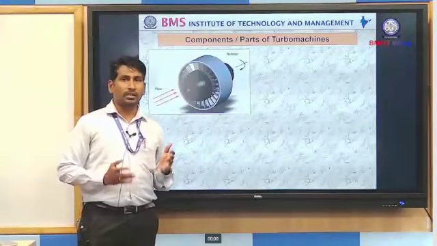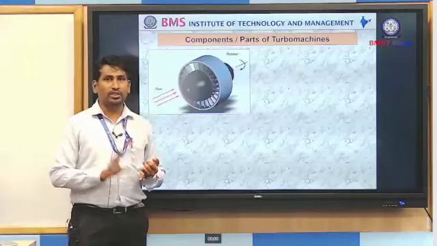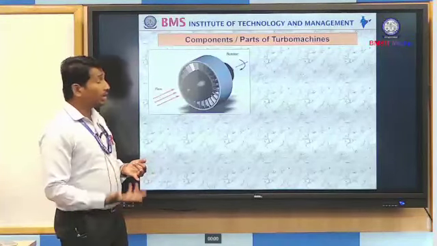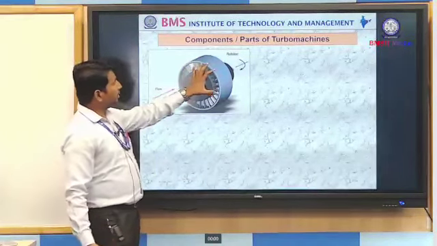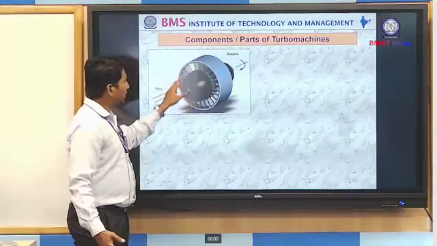What are the different components it should mandatorily have? It should have a rotor and the fluid flowing. These two are the important, mandatory components to call any device a turbo machine. Here I have taken an example where the fluid is flowing. Because of the flowing fluid, the turbine starts rotating.